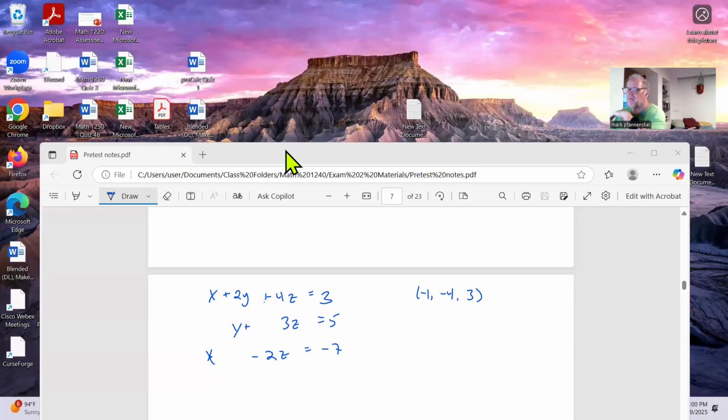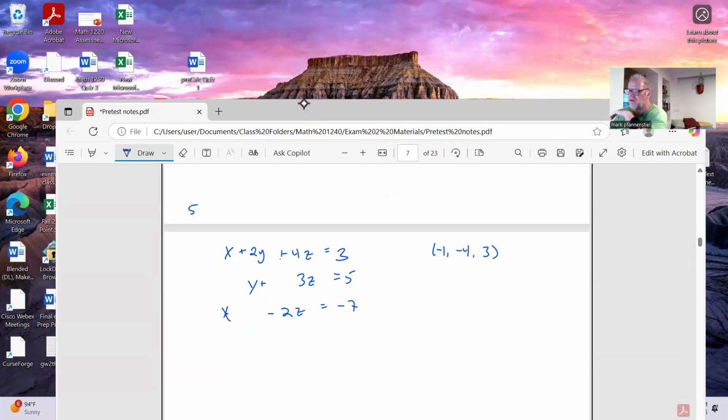This is problem number 5, I believe, for our pretest. In this one, they give us a system of equations, and they tell us, by the way, check to see whether or not (-1, -4, 3) is a solution. I am not asking you to type in -1 for x, -4 for y, and 3 for z to make sure it works. You've already done this in Algebra 1 or college algebra or intermediate algebra. I'm not asking you to verify this is a solution.